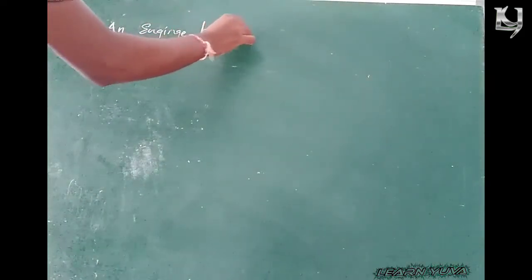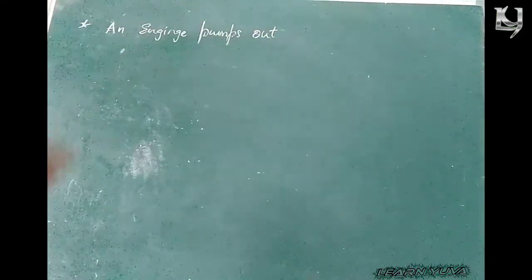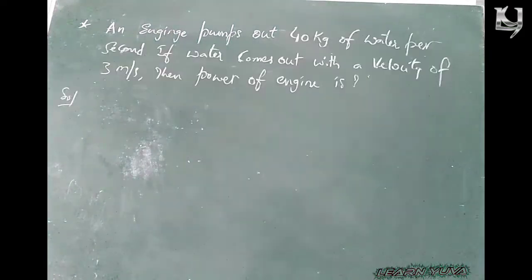An engine pumps out 40 kg of water. If water comes out with a velocity of 3 meter per second, then what is the power of the engine? That is what we have to calculate.